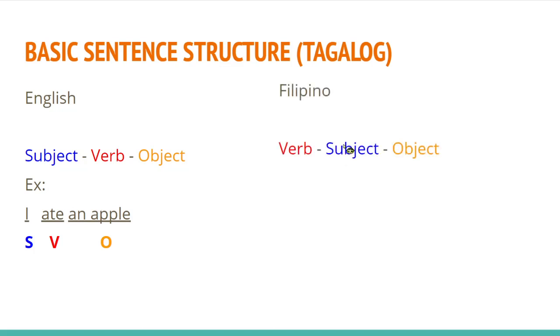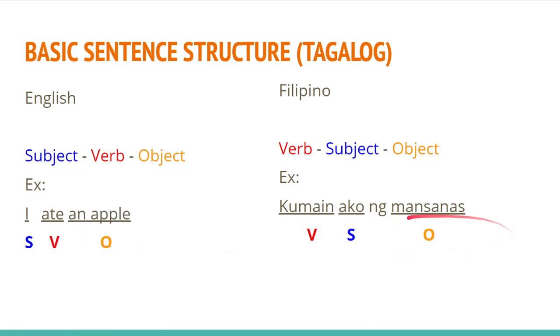We actually have two ways of structuring a sentence. First is verb, subject, and object, and it goes like this: Kumain ako ng mansanas. Again, kumain ako ng mansanas. So kumain is a verb, ako is the subject, and ng mansanas, or mansanas, is the object. And this nang, ng, is not a single letter, but a connector or linker, actually.